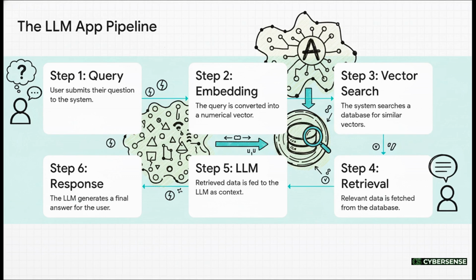Next up, it does a vector search, which is a fancy way of saying it looks for other documents in its brain that are numerically similar to your question. It grabs that data, feeds it to the big brain, the LLM, and the LLM uses all that context to cook up your final answer. Seems pretty slick, right? But, well, as we're about to see, it's got some serious holes.